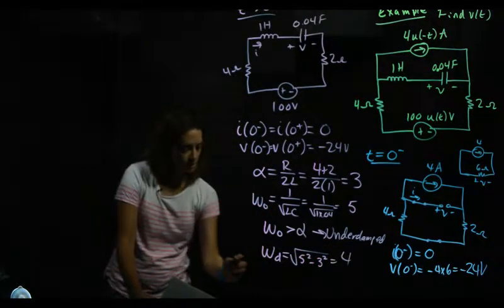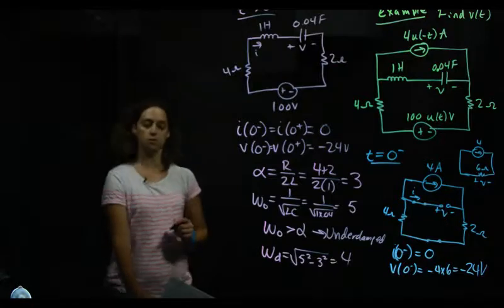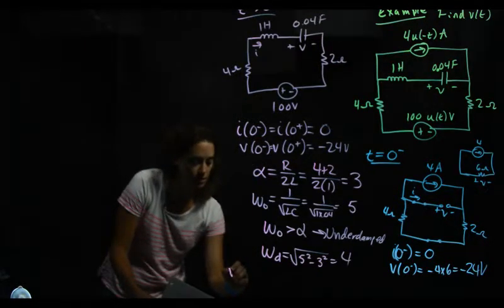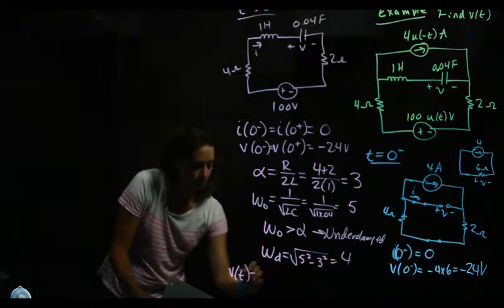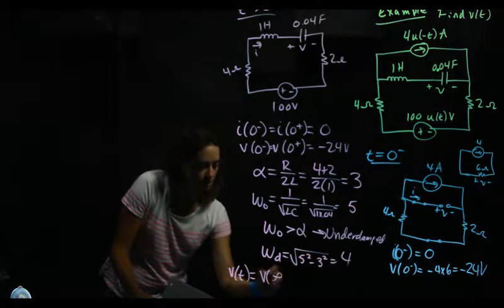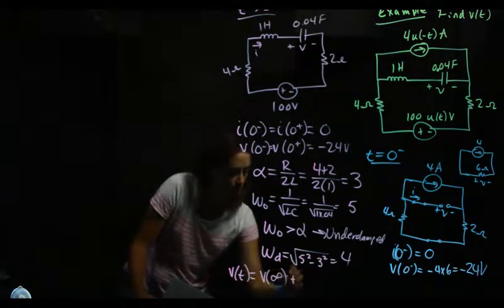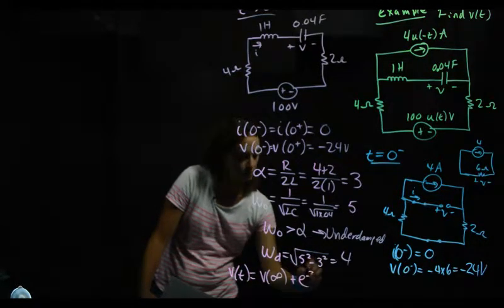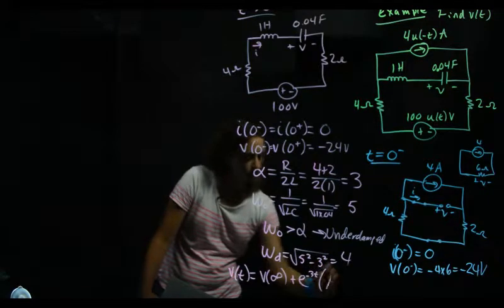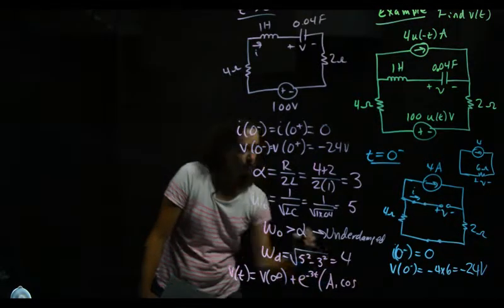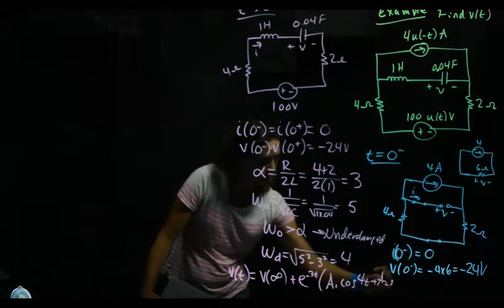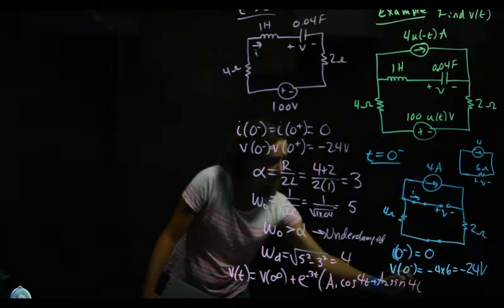So my generic solution, we're looking for the voltage, so we'll just find that. My v of t is going to be v of infinity plus e to the minus alpha t, minus 3t, times a1 cosine omega dt plus a2 sine omega dt.